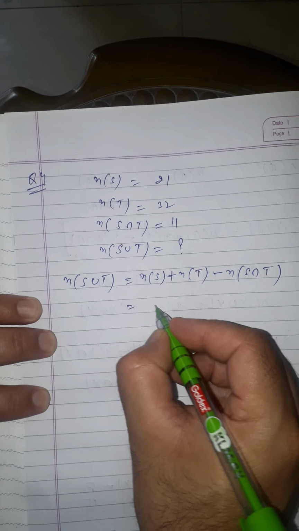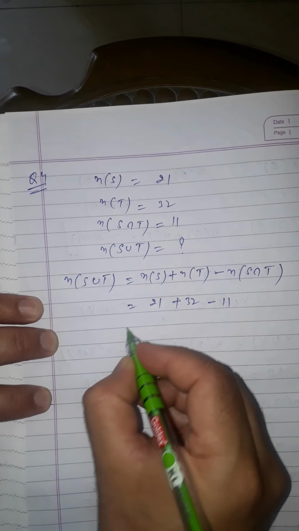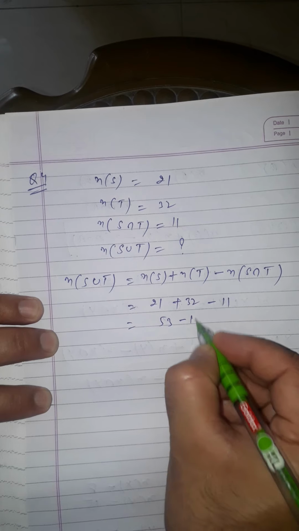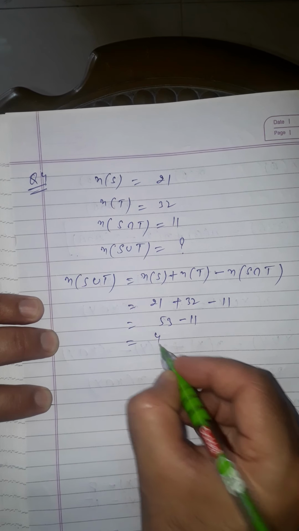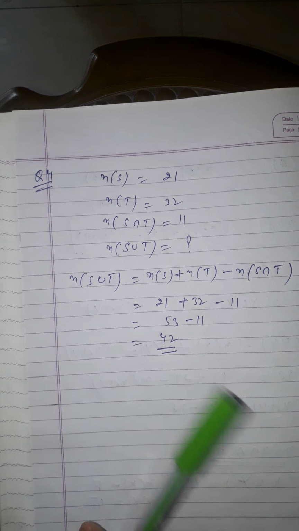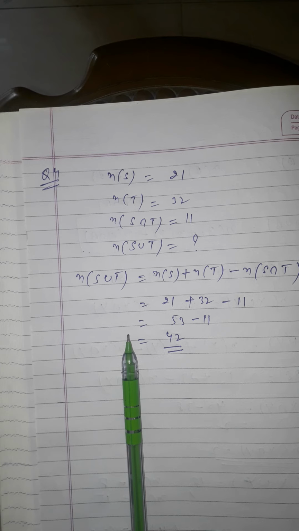Now put their values. This is 21, this is 32 minus 11. So what you will see, students, 2 plus 1 is 3, this is 53 minus 11, and it will come as equal to 42. Means students, here we can say that the intersection between the union between S and T will come as equal to 42.